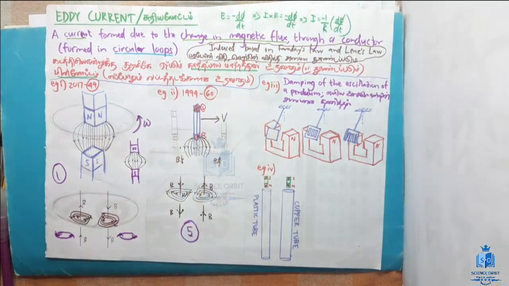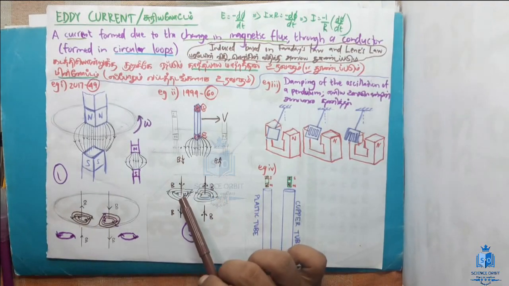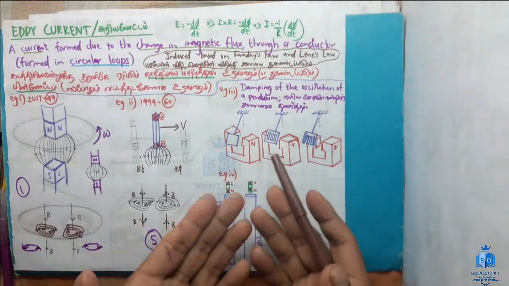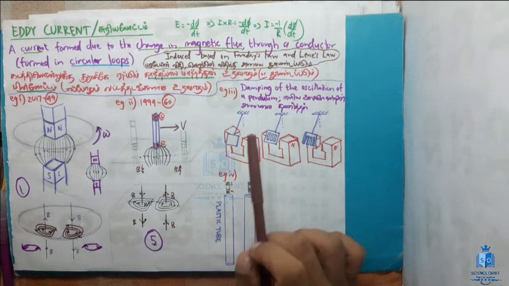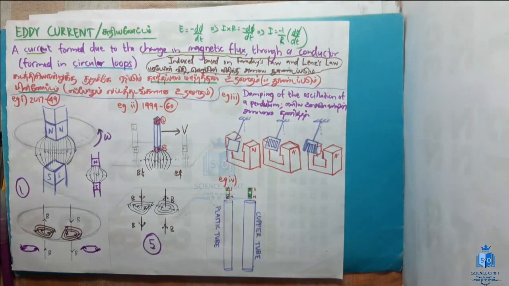Fine. So that is how you find the direction of eddy currents. So these two examples are there in past papers. Fine. And this one is not there in a past paper, but this is a very common concept used to explain eddy current. Okay, that is damping of oscillation of a pendulum. You allow a pendulum to oscillate and see how it is getting damped.